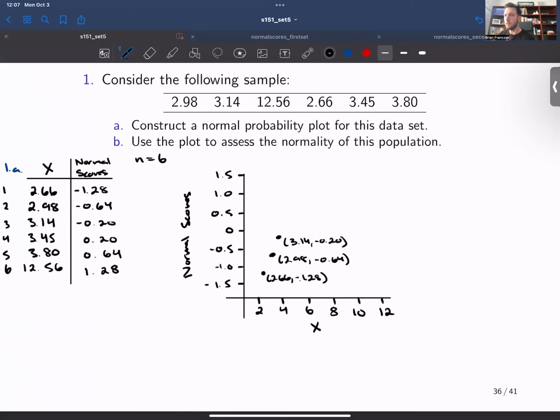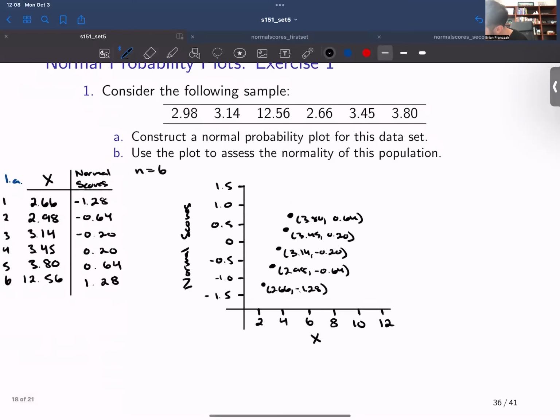All right. So those are the examples of how the coordinates work. Okay, so then we'll have 3.45, which is right about there, with its quantity, which is right about here. All right. 3.80, 0.64. So this is going to be right about here. Okay. And then 12.56, 1.28. Okay, so now we're going to be way over here somewhere.